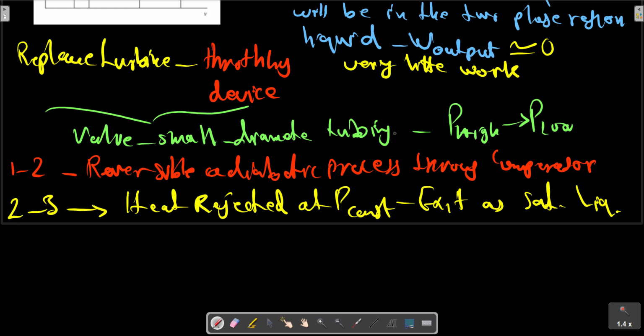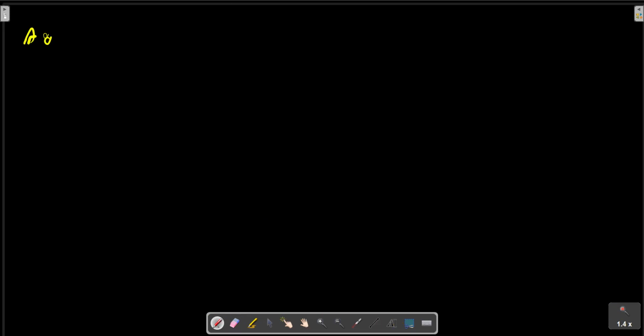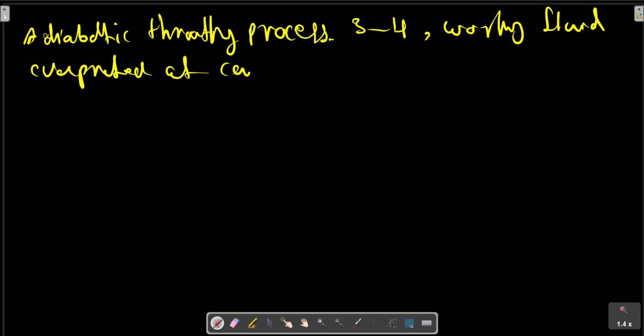An adiabatic throttling process, 3-4, follows, and the working fluid is then evaporated at constant pressure in process 4-1 to complete the cycle. The full cycle is shown in this picture.